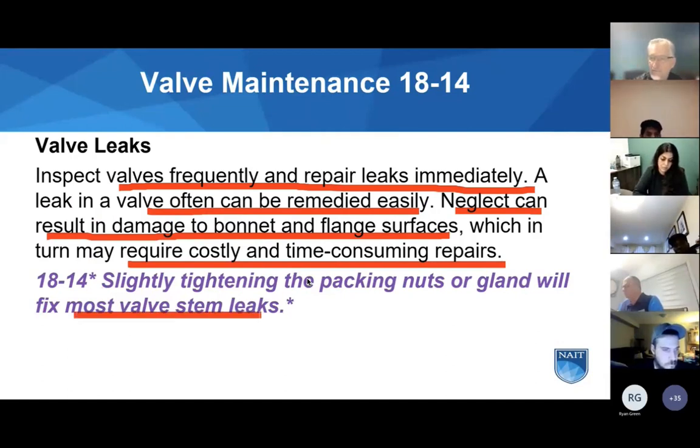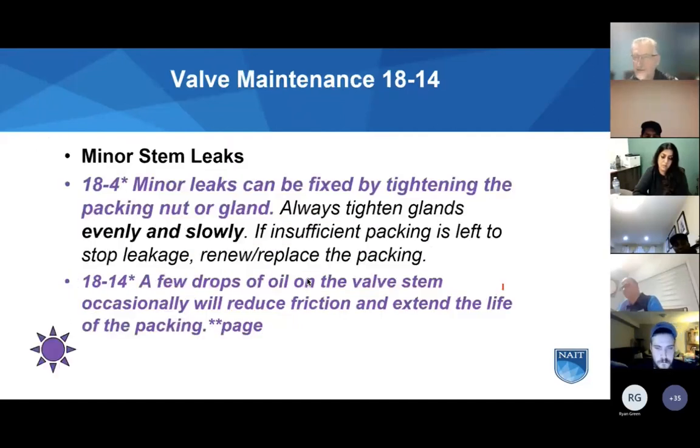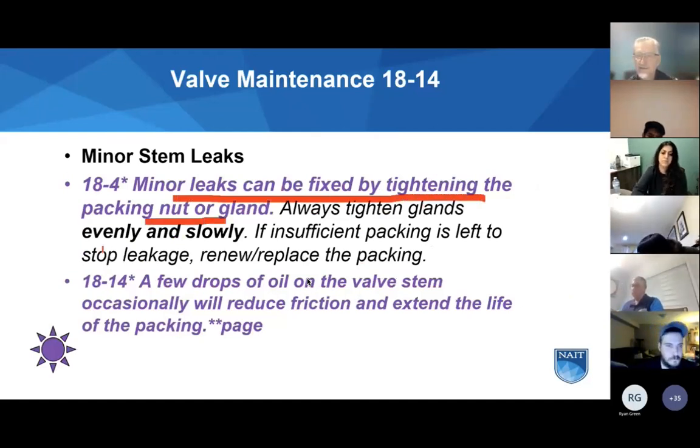Most valve stem leaks are fixed simply by tightening the packing. It's misadjusted, things are getting loose, tighten it up and away you go. Minor leaks can be fixed by tightening the packing. Always tighten evenly and slowly. He talked about a quarter turn at a time, generally a quarter turn on one side, a quarter turn on the other side. Just leave it sit for a while. You'll probably see the leak slow down, unless it's gushing. If it's gushing, you probably have a bigger problem.